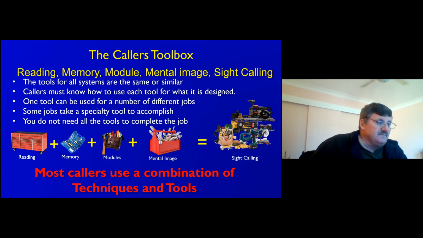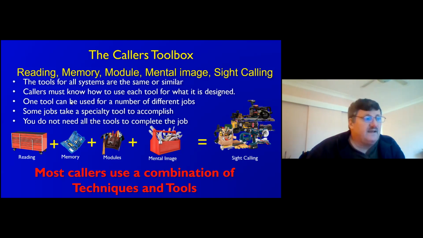That said, each one of those methods can be a standalone method, and there are some exceptional callers that only read their choreography. There are some exceptional callers that only work off memory. There's other callers that are exceptional and they only use modules. There's some that only use mental imaging, and then there's some that use bits and pieces of all sorts of different things. So that's what you have to actually work with. They are tools, and how you use them is up to you.